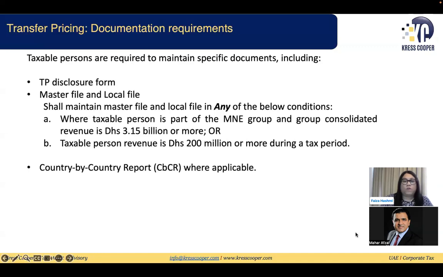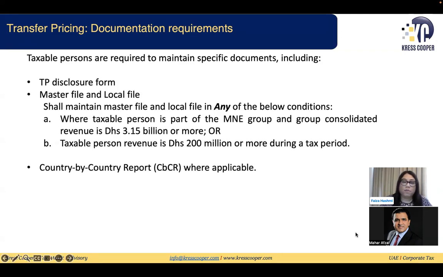So, documentation requirement. Why is there a need for the documentation requirement? This is to give the FTA a clear view of what transfer pricing policies are being maintained by the companies, what transactions are being done with the related party, what methods have been chosen, and what the basis is for those methods. What comes under the documentation requirement is a transfer pricing disclosure form that needs to be filled by everyone. There's a master file and local file. These should be maintained by companies that are part of multinational groups where the consolidated revenue is 3.15 billion, or where the taxable person has a revenue of more than 200 million during a tax period. These are the people who need to maintain the master file and local file.